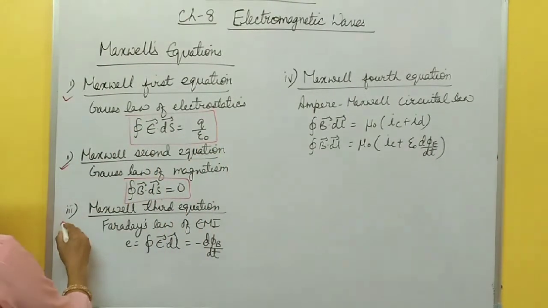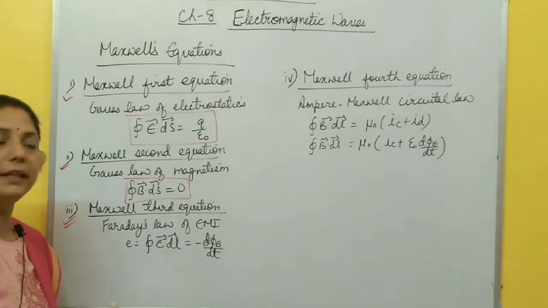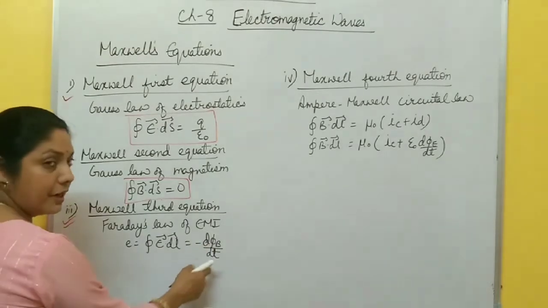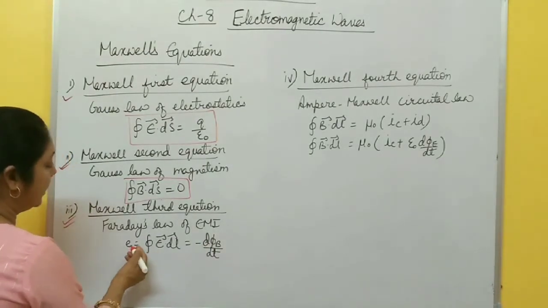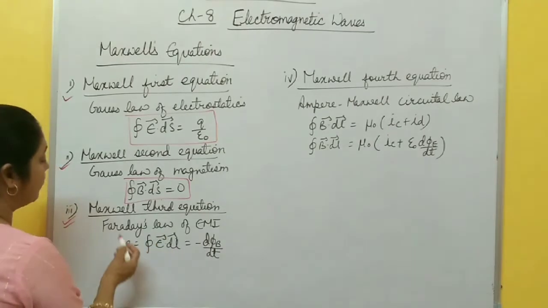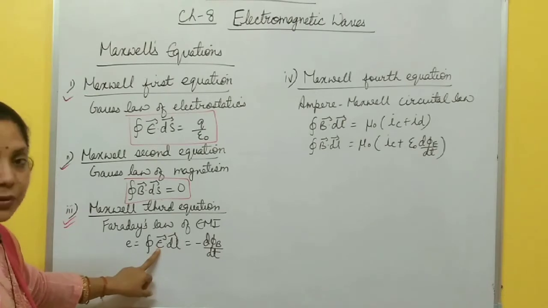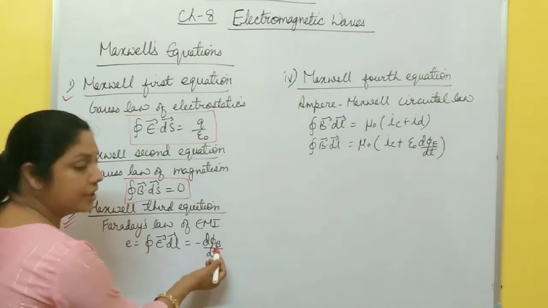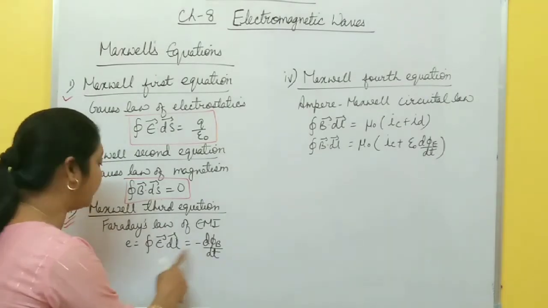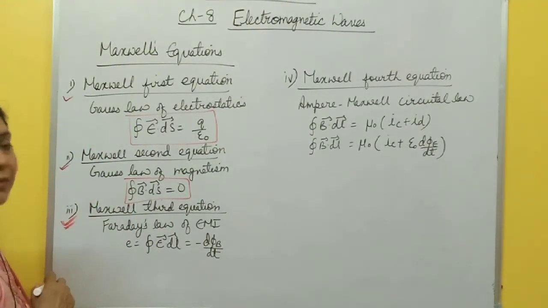Next one is Maxwell's third equation. It is again Faraday's law of electromagnetic induction. What is that one? EMF induced is equal to minus dφ by dt. And you know, EMF you can write in this way, as the line integral of E dot dl. From this equation, it is clear that electric field is produced due to a change in magnetic flux, right? A time varying magnetic field produces electric field. This is Maxwell's third equation about Faraday's law.